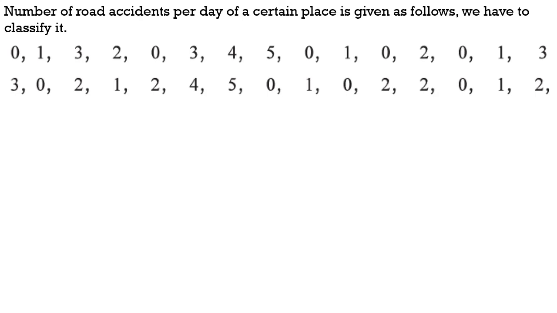As you can see, almost 30 days data is given. Each day how many accidents occurred on a certain place is given. For example, on the first day 0 accidents, then on the second day 1 accident, then on the third day 3 accidents, etc. data is given, and this is called the raw ungrouped data, and we need to classify them according to the discrete frequency distribution.